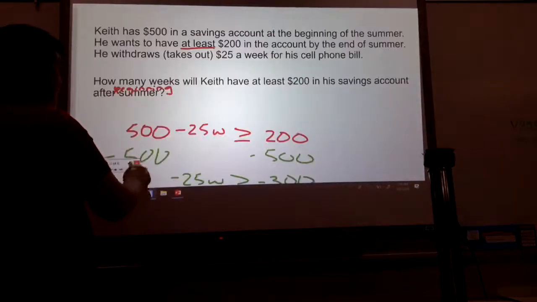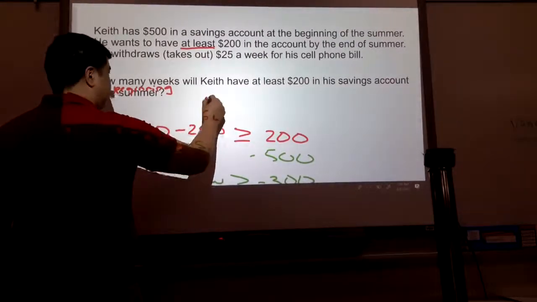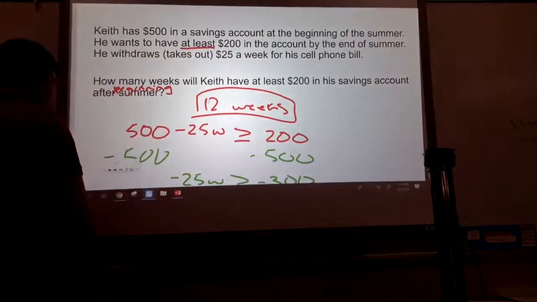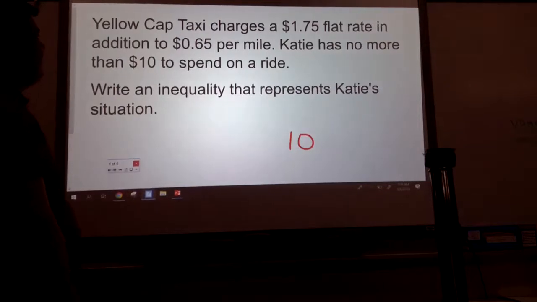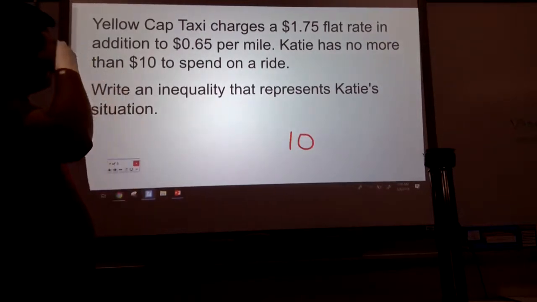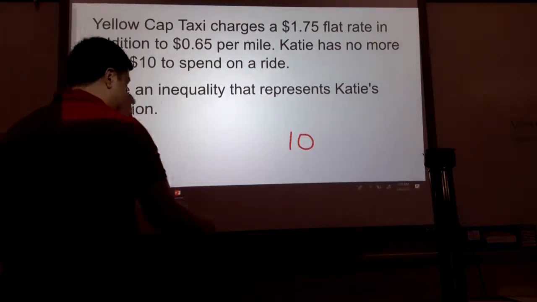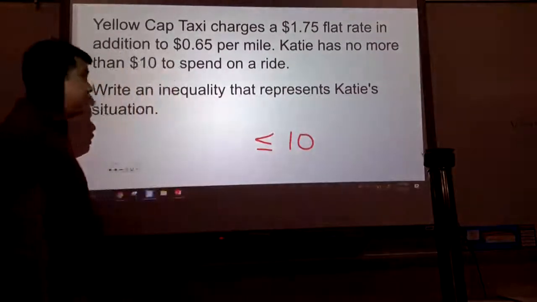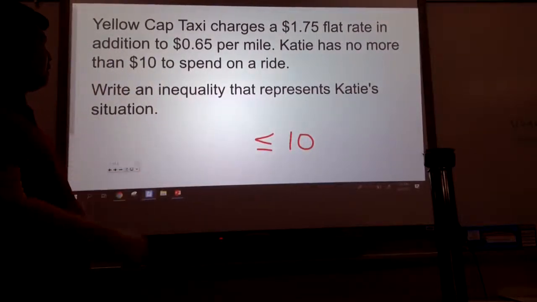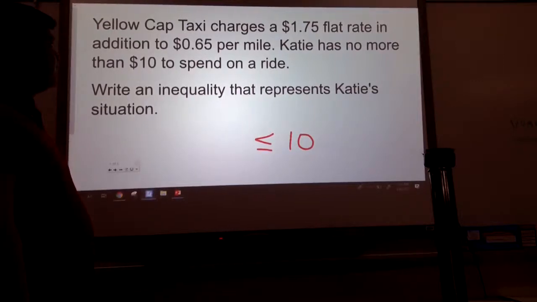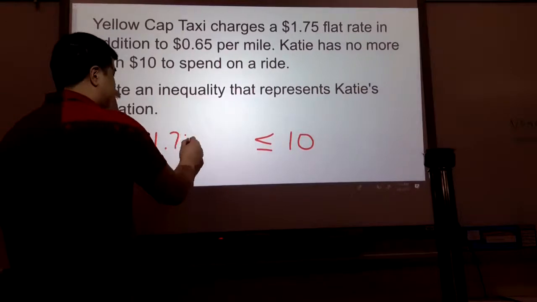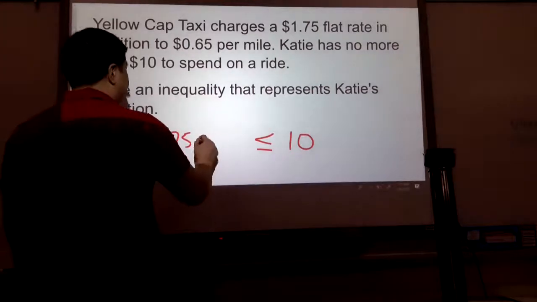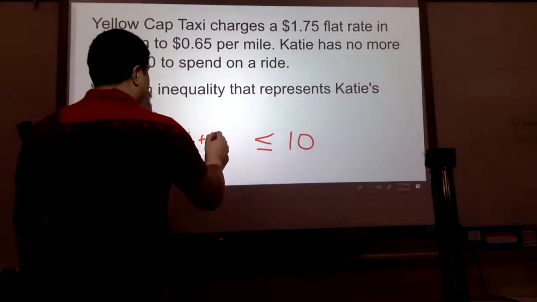Oops, excuse me, the last one, the answer was 12 weeks. That's our final answer. So here, she can only spend $10. And what she is actually charged has to be less than or equal to $10 because she can't spend any more than that. So we have $1.75 flat rate. That's the money that she has to pay no matter how far she goes, and then she has to pay a little bit more each time she goes a mile. In fact, it's 0.65.